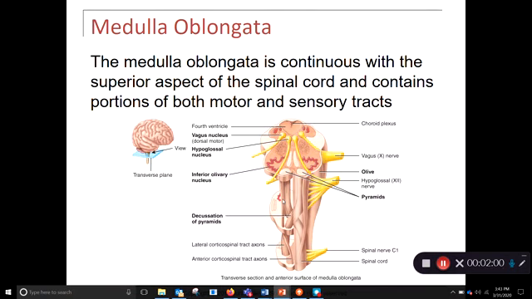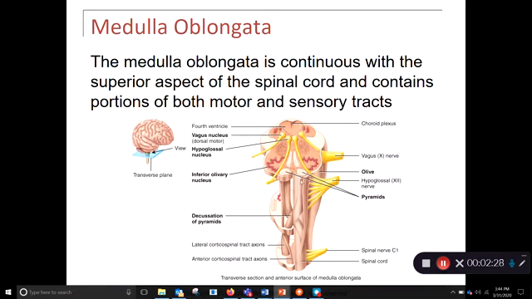So the medulla oblongata is continuous with the spinal cord. Just below this medulla oblongata, you got your spinal cord, which means that all your motor tracts and all your sensory tracts, all those impulses coming from the rest of your body and going out, have to go through this medulla oblongata.